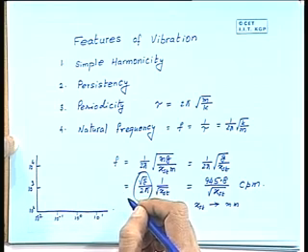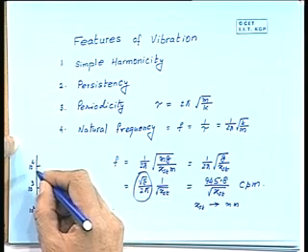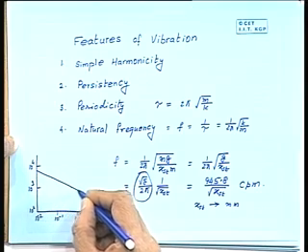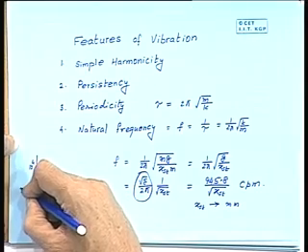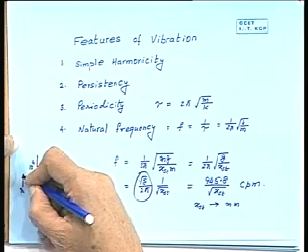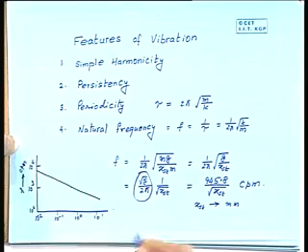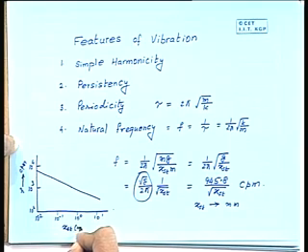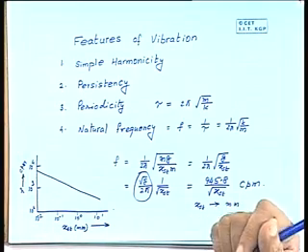We can draw a curve just. This is your frequency in CPM, and this is XST in millimeter. So if you plot them, then you get it in this fashion.